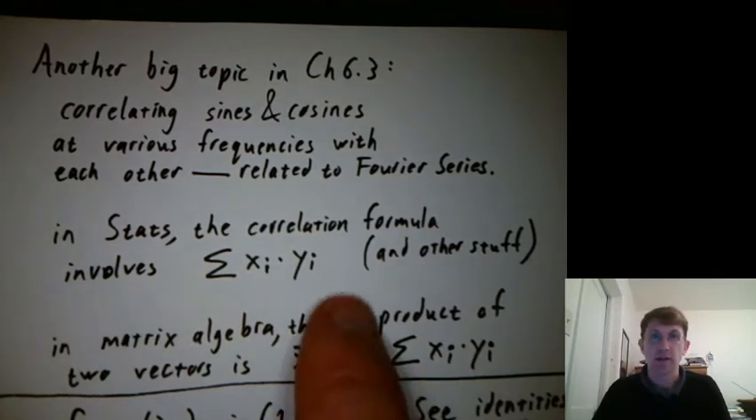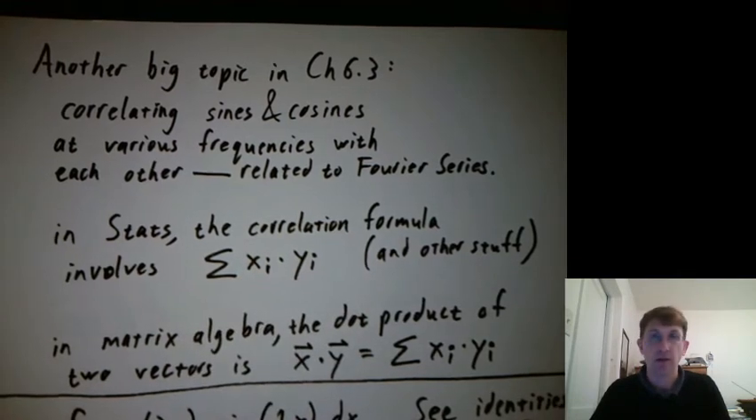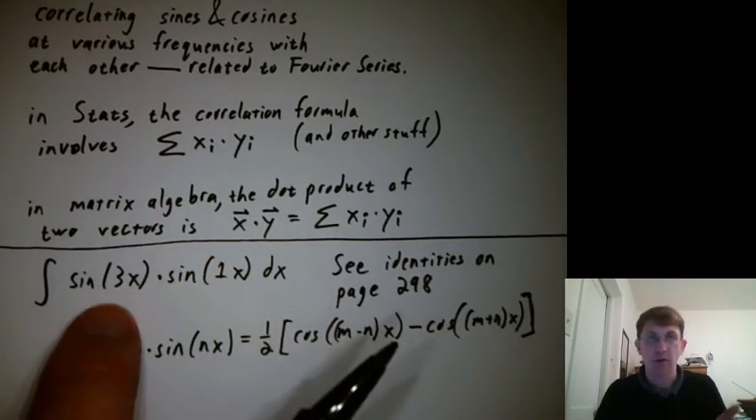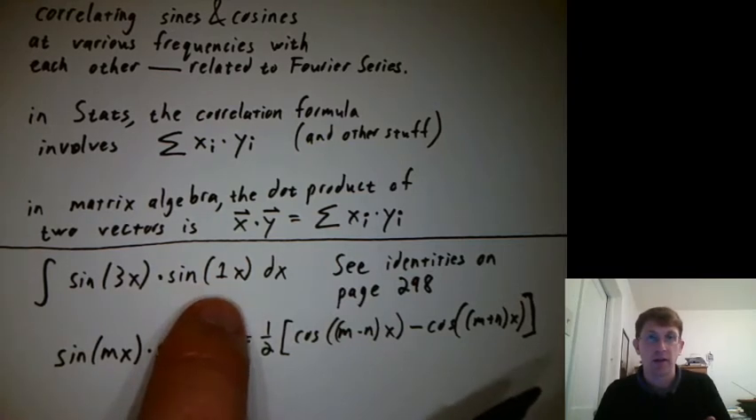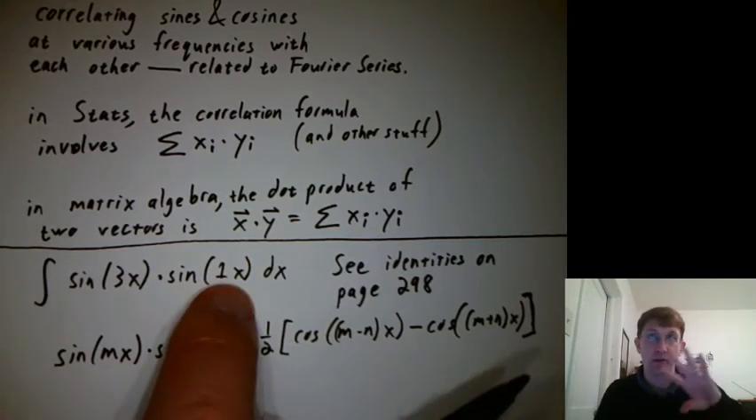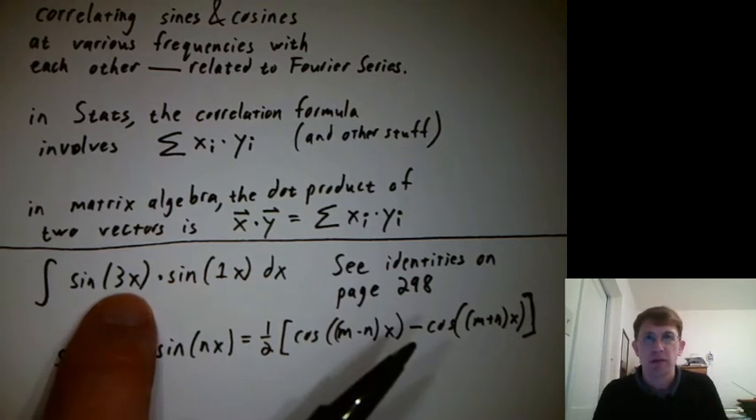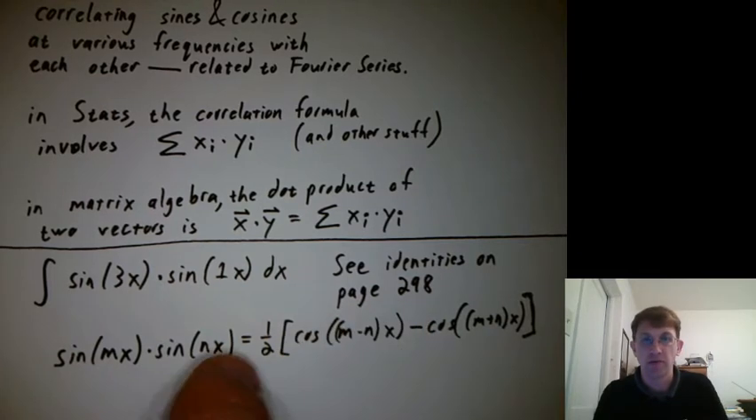Let's take this idea of multiply things together and add them up and do an integral with it. So this is kind of saying, what's the correlation of sine 3x with sine 1x? I mean, we would have to do some other things to really do a correlation, but it's the start of that idea. So we can't just use U substitution here or integration by parts. They won't work.